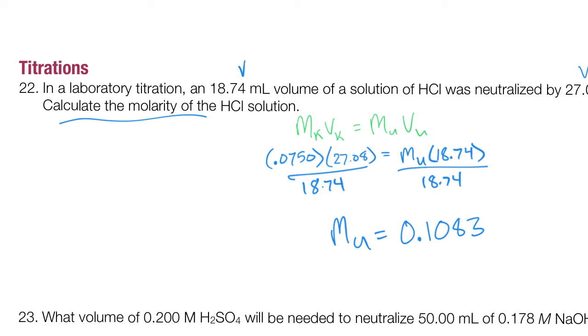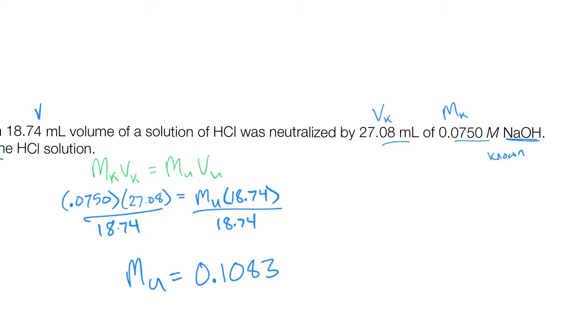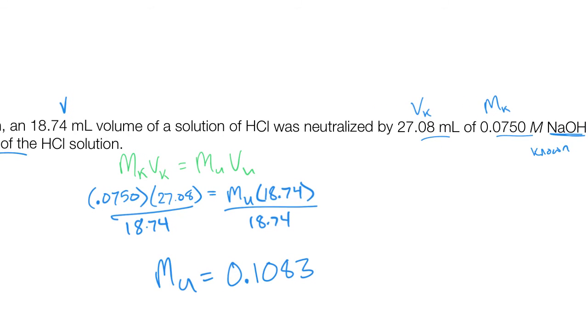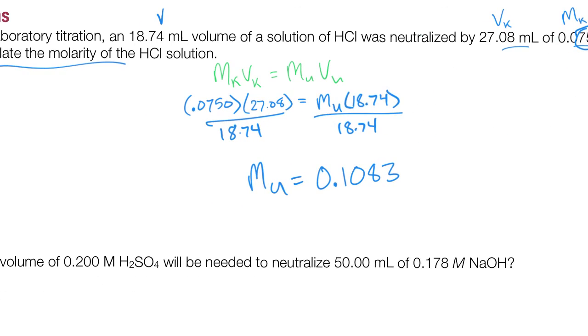0.1083, and it keeps going after that, but I'm going to be rounding my answer so that it has 3 significant digits. Just looking back at what I was given in the question, my volume numbers have 4 digits, but this molarity number just has those 3 significant digits. So I'm going to put my answer rounded to 3 significant digits, so it'll stop at the 8, which will not be rounded up because it only has a 3 after it.